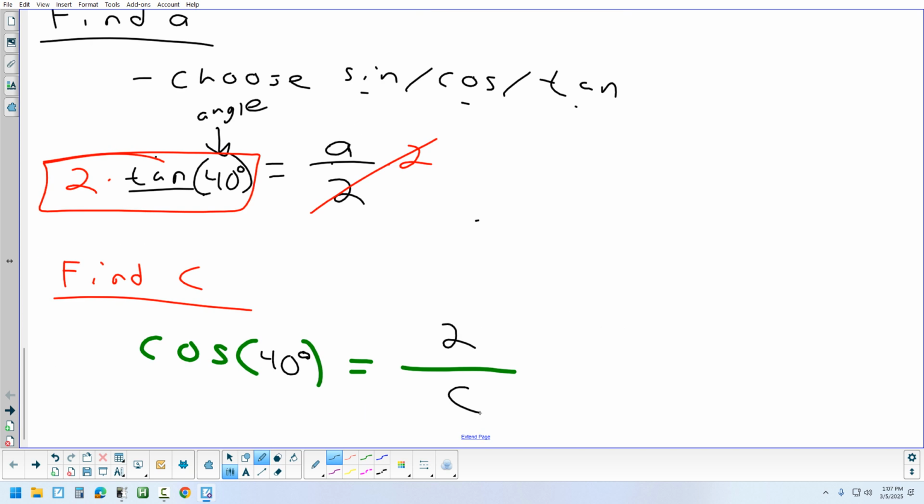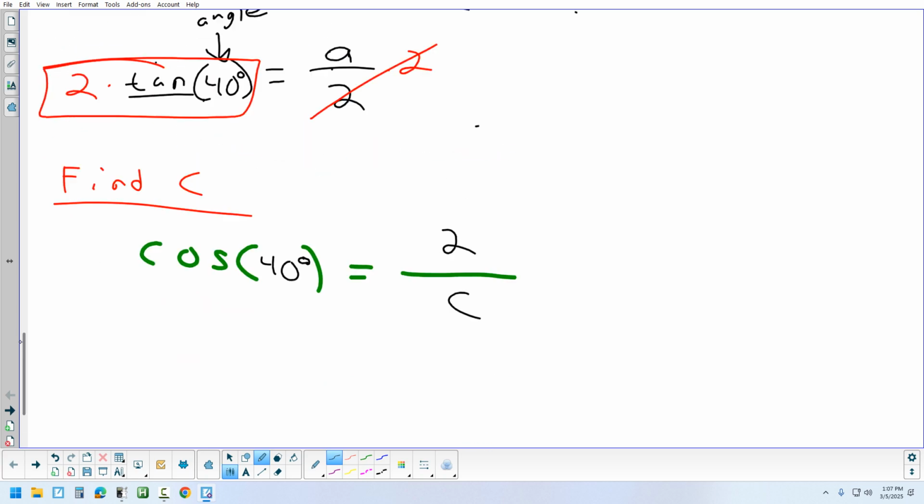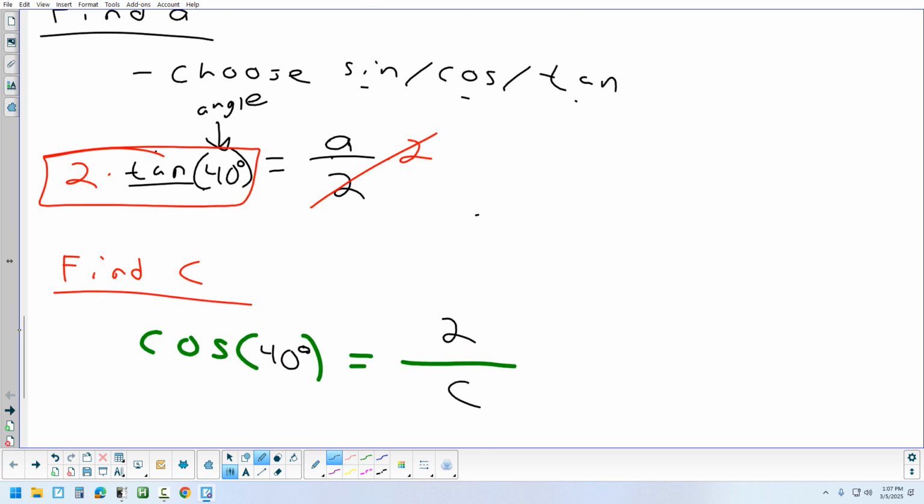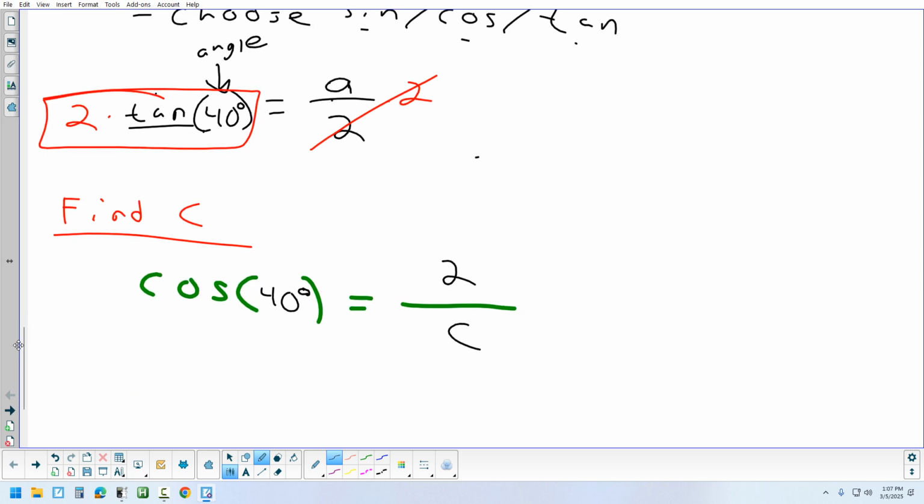Okay. And we're going to solve for C using the same step that we did originally. So what operation did we use first in the last problem? Multiplication. We're going to do the same thing here. What am I going to multiply both sides by? C. Why C, not 2? Well, if you multiply both sides by 2, you'd still have a fraction here. It would just be a 4 over C. What we're trying to do is get rid of the fraction completely.